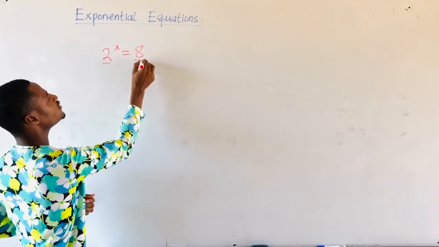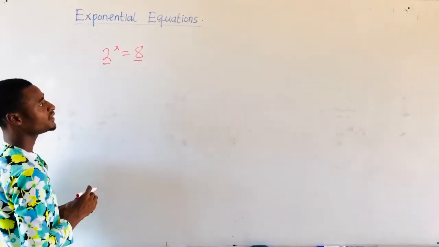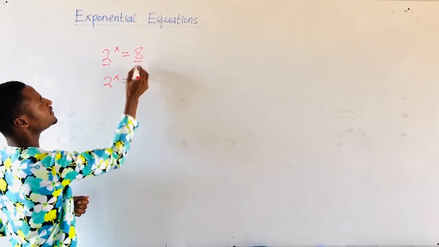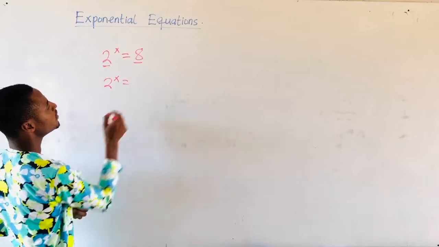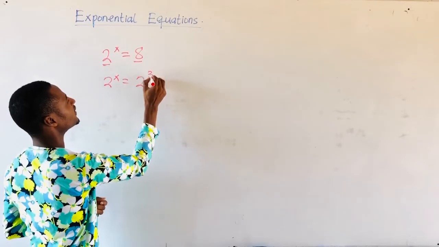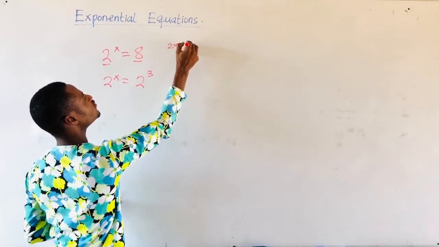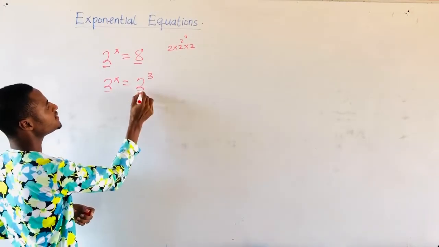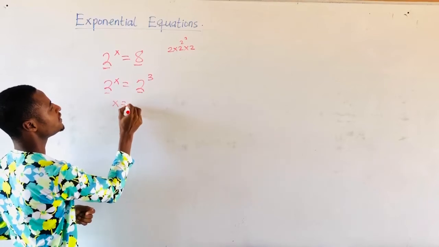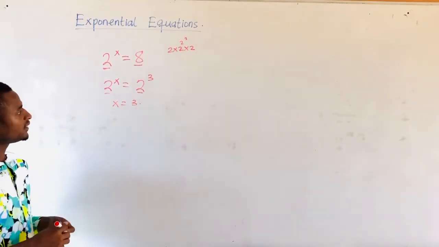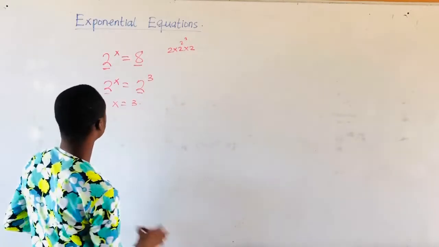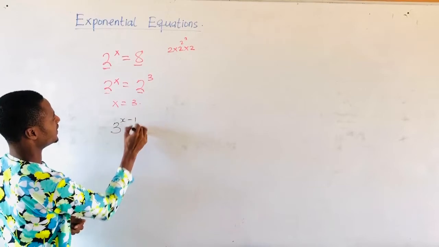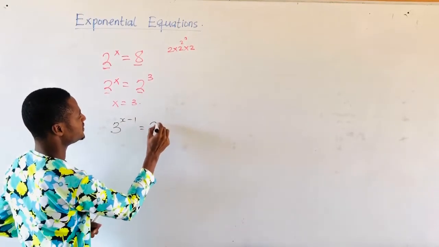First, we must make sure that the bases are the same. Then we can equate the exponents. And 8 can be written in base 2 as 2 raised to the power 3. 8 is 2 times 2 times 2. And that gives us 2 raised to the power 3. Since the bases are the same, we can equate the exponents. Let's take another example as 3 raised to the power x minus 1 is equal to 27.